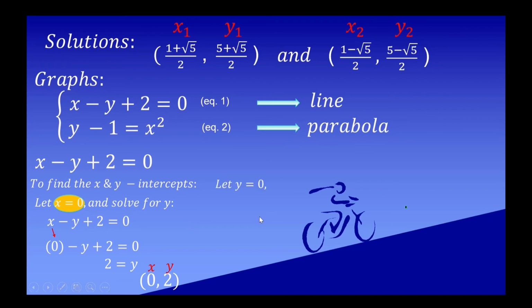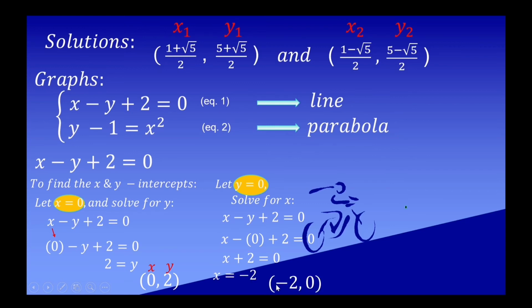And for the x-intercept, let y is equal to 0, then solve for x. Using this equation, x minus y plus 2 is equal to 0. Since the value of y is equal to 0, then x minus 0 plus 2 is equal to 0. Then x plus 2 is equal to 0. Transpose 2 to the other side. So we have the ordered pair: the value of x is negative 2 and the value of y is 0.